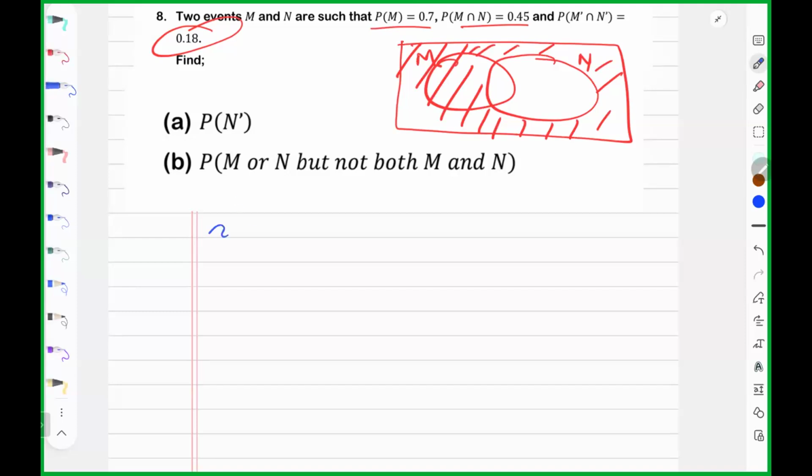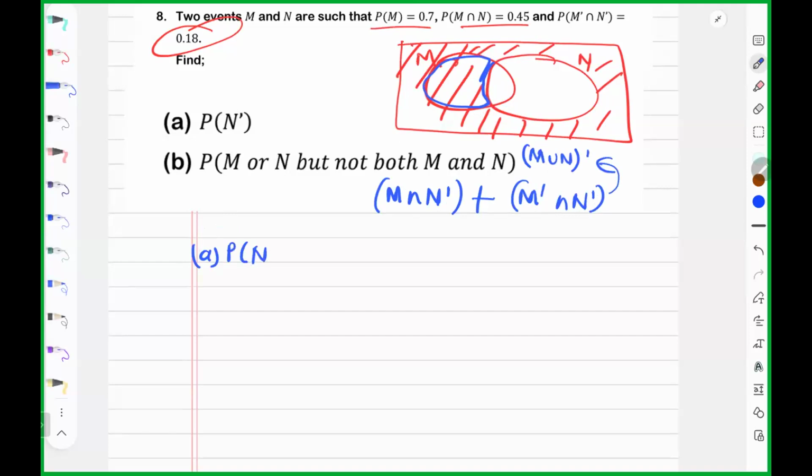What does it mean? It means that if we are to get that region, we shall first of all consider M only, which is M intersection N complement, and then everything outside, which is M complement intersection N complement, or that can also be written as (M union N) complement. So for part A, we shall have probability of N complement being equal to probability of M intersection N complement plus probability of M complement intersection N complement.